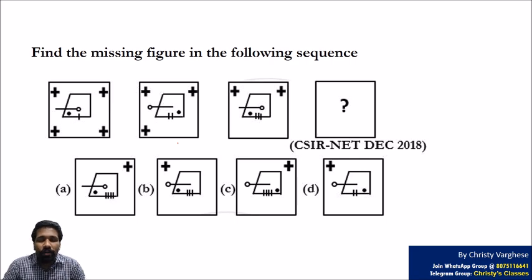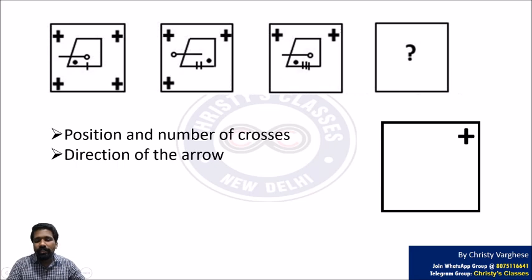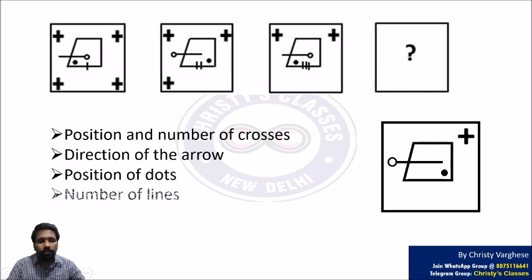So this is a December 2018 NET exam problem. All of you make an attempt. Okay, so I will start explaining. Very simple idea. Here there are many things, but all the things are very simple to analyze. If you want to see the list, the changing things here are position and number of crosses, direction of the arrow, position of the dots, and number of lines. I will explain. Here there are four things.